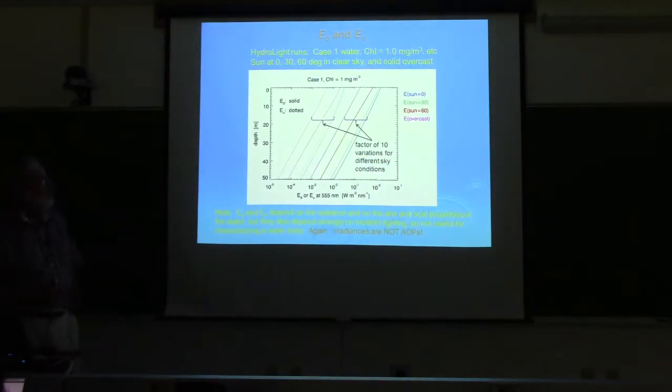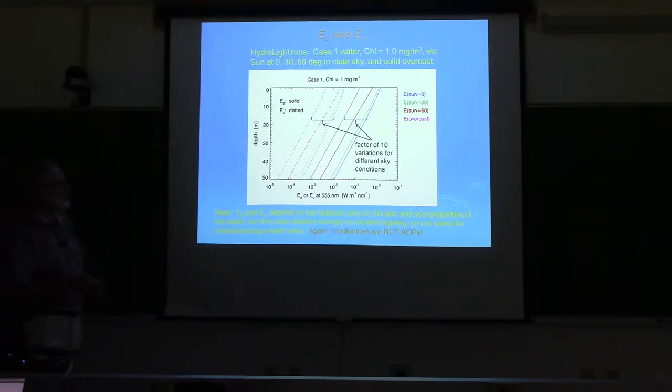Okay, so here's a plot, for example, of ED and EU. This is just from a HydroLight run where I picked case 1 water, I plugged in a chlorophyll, I plugged in some sun angles, I had a clear sky, I had a solid overcast sky. I plotted ED as the solid curves and EU the dotted curves. So here's sun straight overhead, 30, 60 degrees, and then an overcast sky.